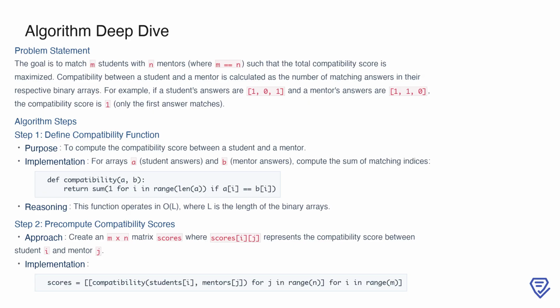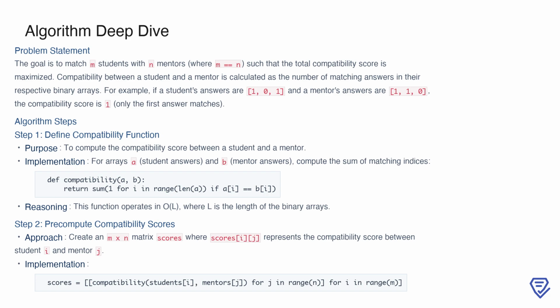The first step in our algorithm is to define a compatibility function. This function computes the score by iterating through the binary arrays and counting the indices where the values match. The implementation operates in O(L), where L is the length of the arrays.